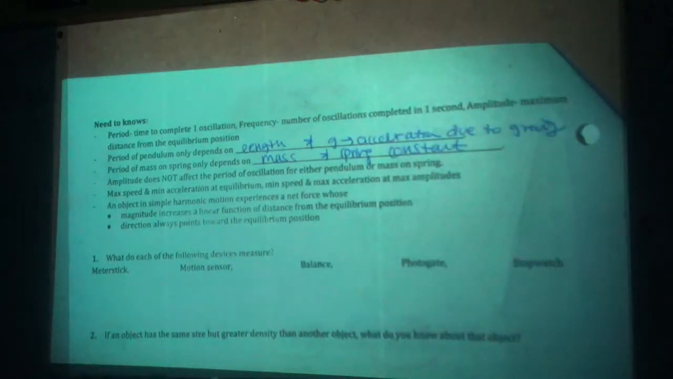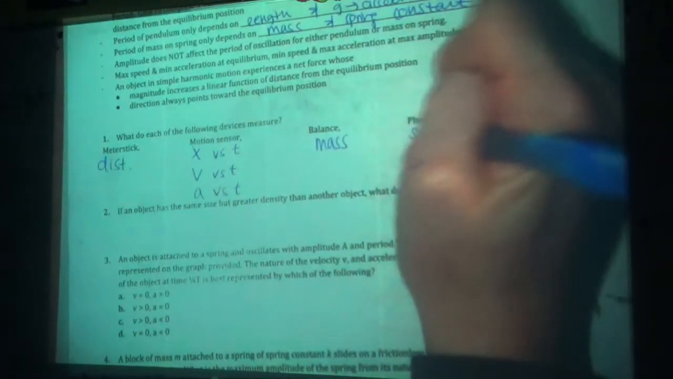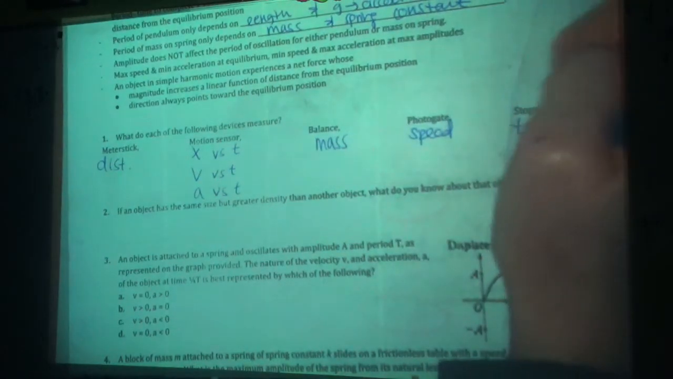Amplitude has no effect on the period of oscillation for either one. This is just stuff that we've already kind of talked about in the front. What do each of these devices measure? Meter stick measures the distance. Motion detector will give you position or velocity or acceleration, and they typically create position, velocity, and acceleration graphs. A balance is going to tell you the mass of an object, and a photo gate will tell you the speed of an object, and a stopwatch will tell you the time.